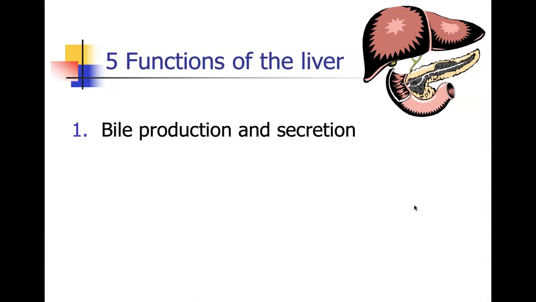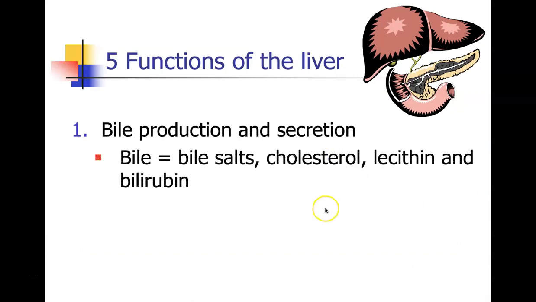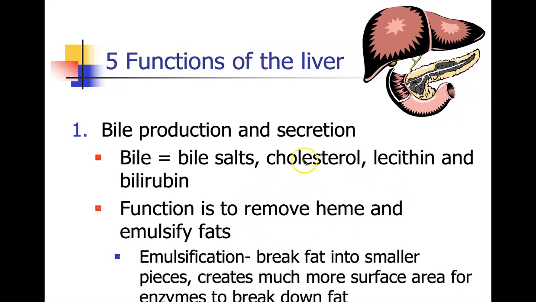Okay. The liver has a lot of important jobs. The first one is bile production and secretion. Bile is made of bile salts, cholesterol, lecithin, and bilirubin, which help you break down fat from your diet. Specifically, their job is to remove heme and emulsify fat. Emulsification is the process of breaking down fat into smaller pieces, which creates more surface area for the enzymes to actually break down fat. So the first breakdown of fat is initiated by this bile.